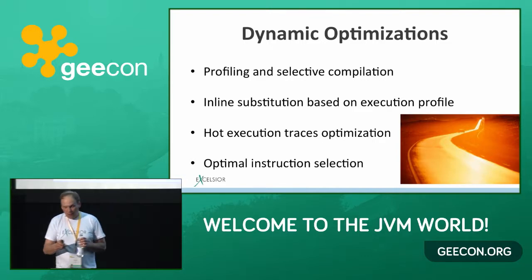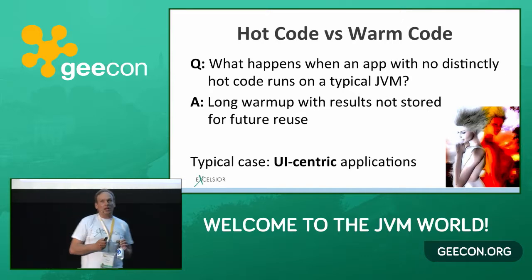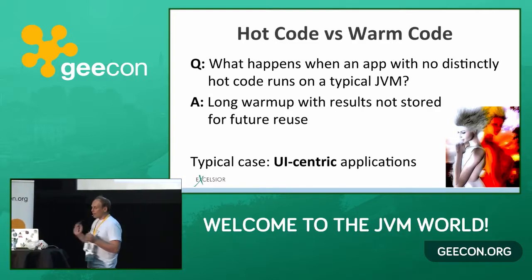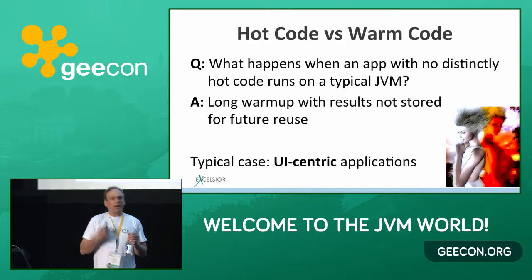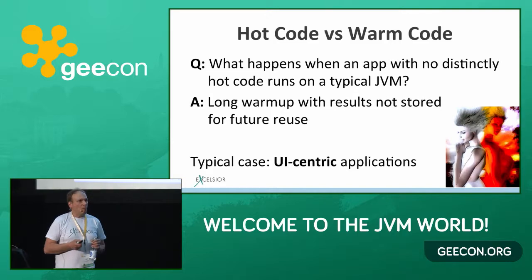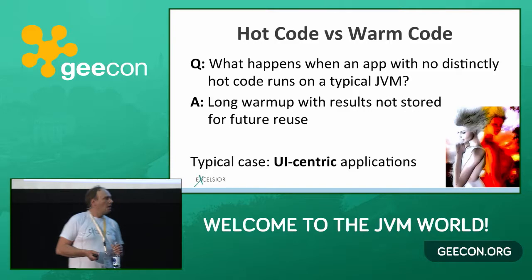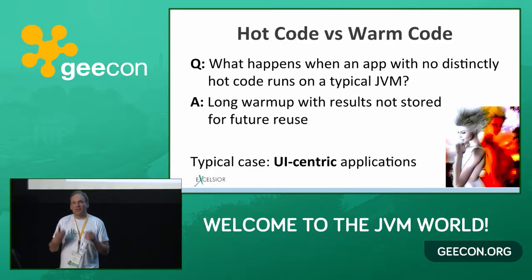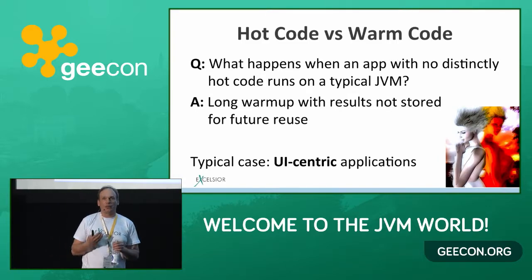But what happens when an application does not have an evident hot code? It often holds, for instance, for UI-centric applications, when you have a lot of code for menus, windows, event handlers, and so on. But that code is not executed frequently enough to justify JIT compilation. So that code is simply interpreted on a classical JVM. And it, of course, influences user perception of your application.